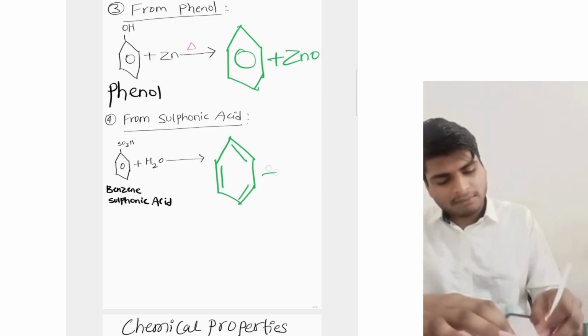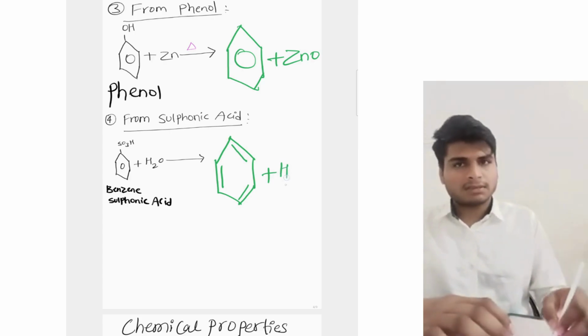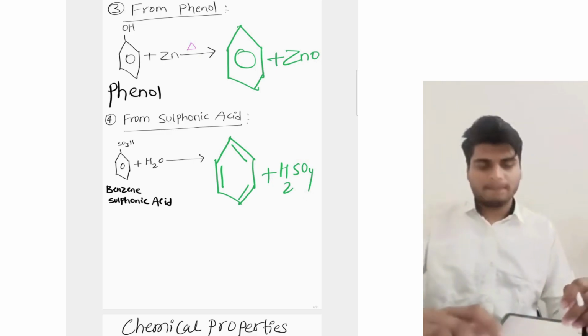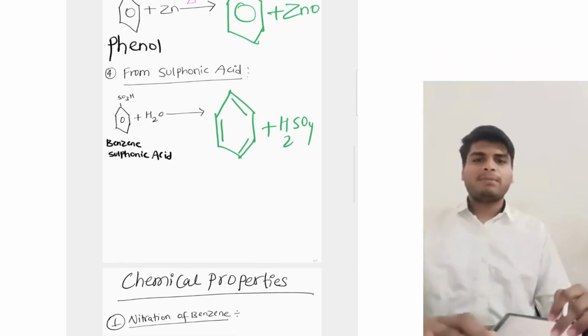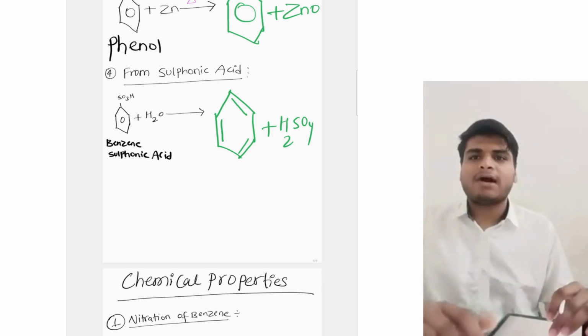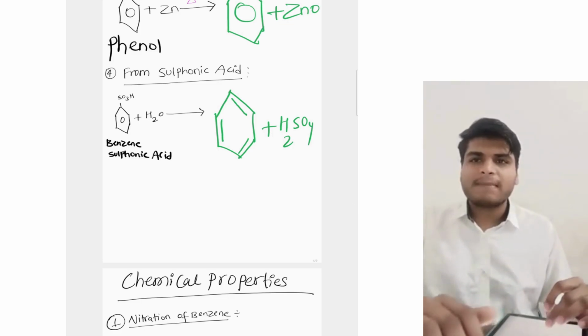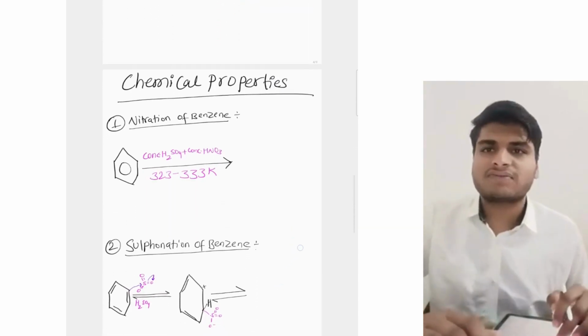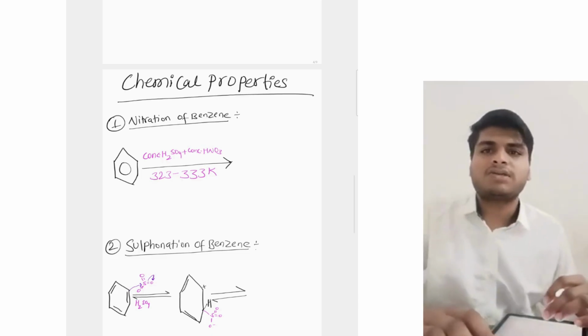Benzene will form, plus sulfuric acid is also generated. Okay. Now the method of preparation has been completed, and we will move on to the chemical properties of benzene. First we will start with the electrophilic substitution reactions.